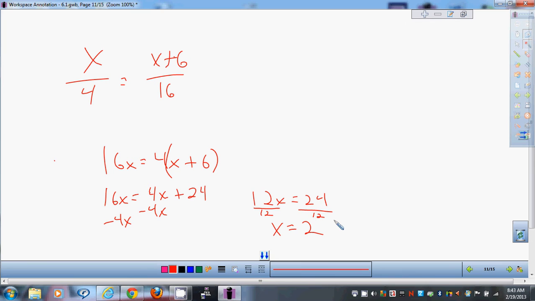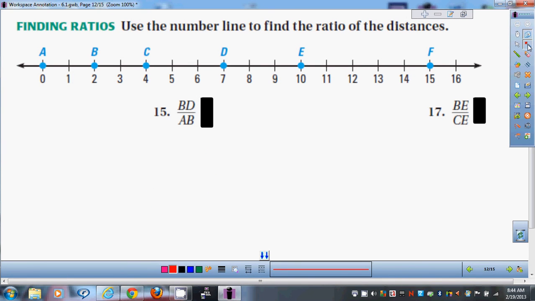Use the number line to find the ratio of the distances. So, what is the length of segment BD? Easiest way to do it is just subtract the numbers. This one minus this one. 5. And what is AB? 2. The ratio of BD to AB is 5 to 2.